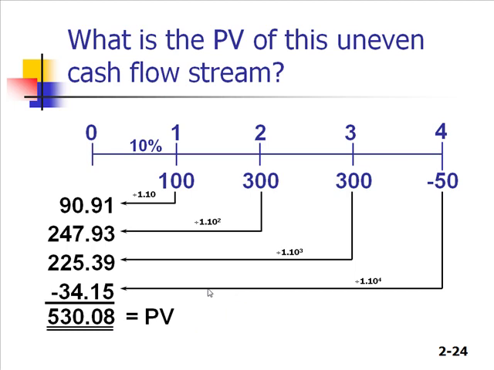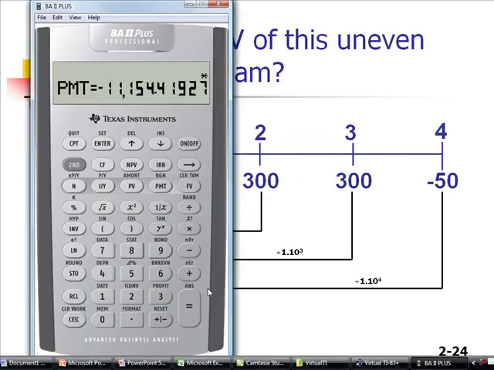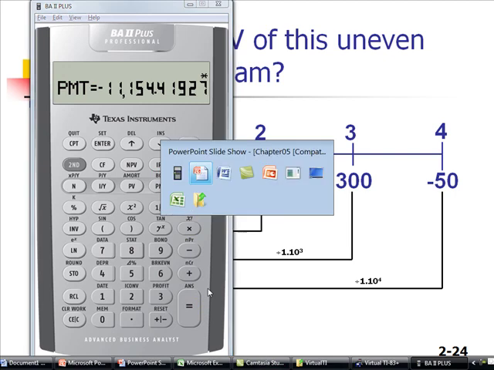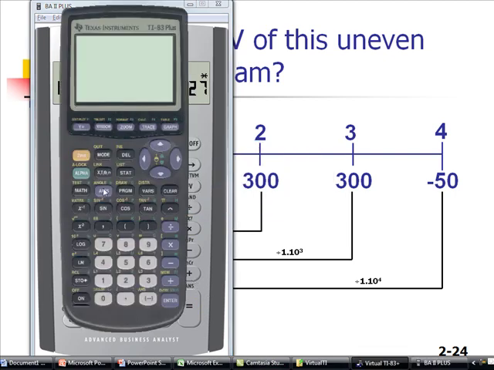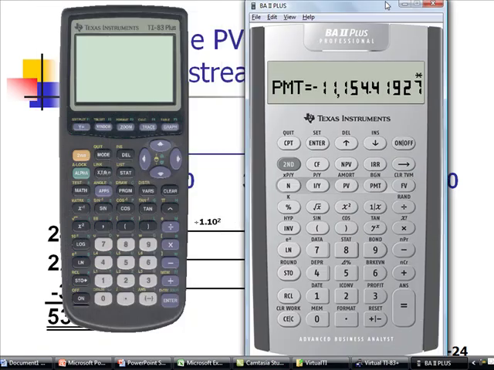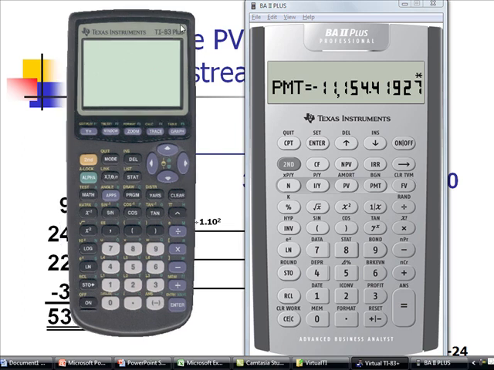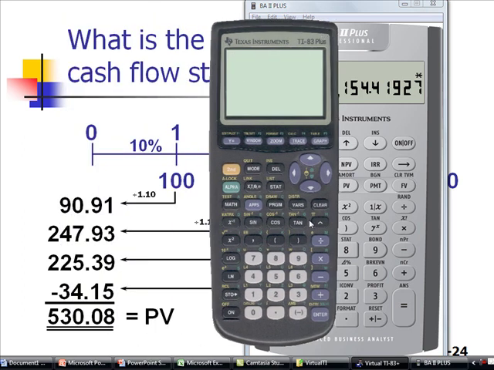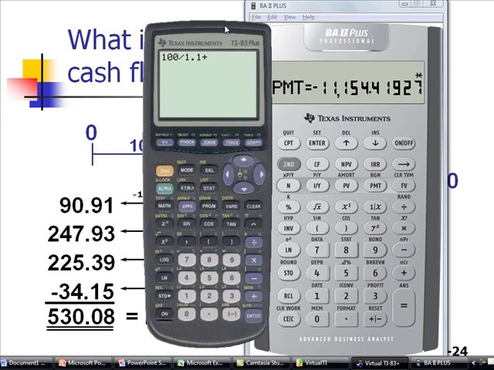Okay, so how could we do this on a calculator? First of all, let me get the graphing calculator and show one very good way to do this. You could actually do these cash flows one by one. You've got the $100 first, and you'd want to divide that by 1.1. Then you would add, what's our next cash flow?